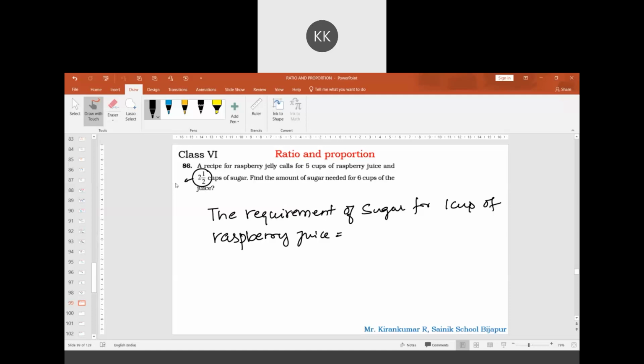If I express it as an improper fraction, the answer is 5 by 2 cups of sugar, sir. So it is 5 by 2 divided by 5. Cross multiply: 5 by 2 into the reciprocal, 1 by 5. We get 1 by 2 cups, half a cup, sir.